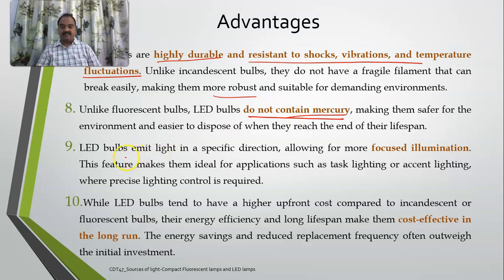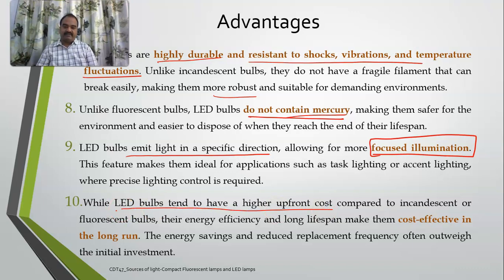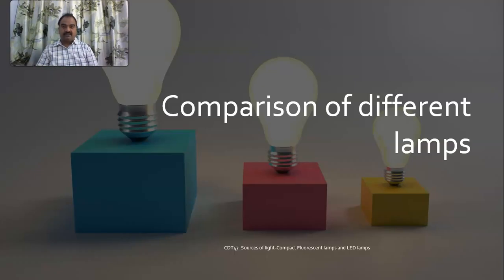And one more thing is, they emit light in a specific direction, which gives you focused illumination, an important aspect of your LED bulb. If you go for task lighting, where you want to focus only on one area, then an LED bulb is the best. Besides, you have lighting control also; you can dim the light. And this is one of the important problems: they have a higher upfront cost because they are the latest trend. But in the near future, they might become cost effective also. So these are the advantages and features of LED bulbs.